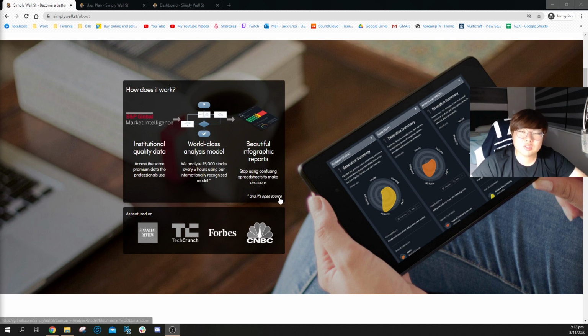It is apparently open source, so you can probably look into how they actually do it, and they use the data to build beautiful infographic reports. Now some of them are hard fact numbers and some of them are generated by their analysis model. I'll explain more about that later.